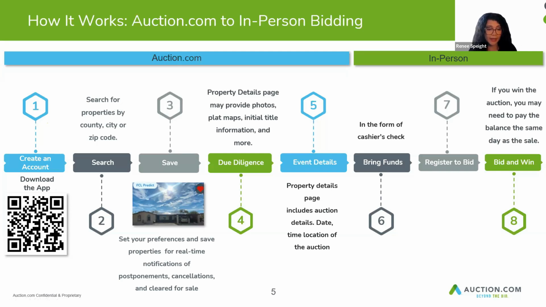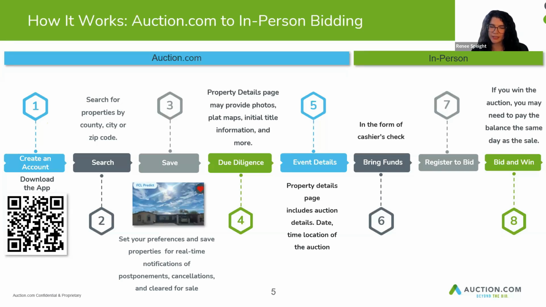Step two, search. Once your account is created, you can start searching for properties, and you can filter by location, county, city, zip code, to find properties in the areas that you're interested in. And then you'll want to set your preferences and save properties of interest. This is crucial because it personalizes your experience on auction.com. Our platform uses advanced machine learning algorithms to filter through properties right when they're listed and ensure that you receive the best property recommendations based on your specific criteria. Now, you can save properties that you're interested in to get real-time notifications about any changes, such as postponements, or even when the property is cleared for sale, which is great.